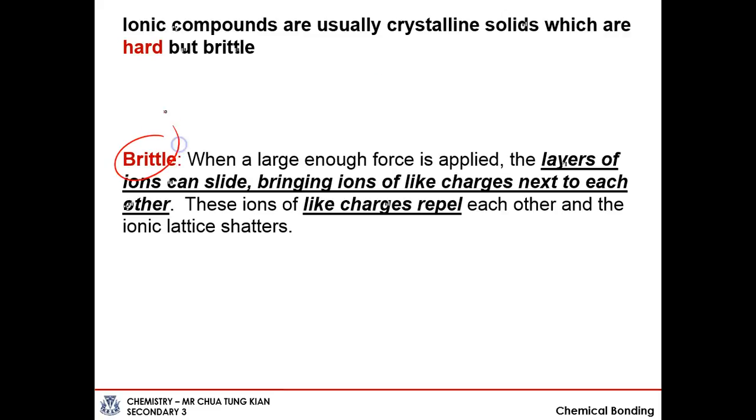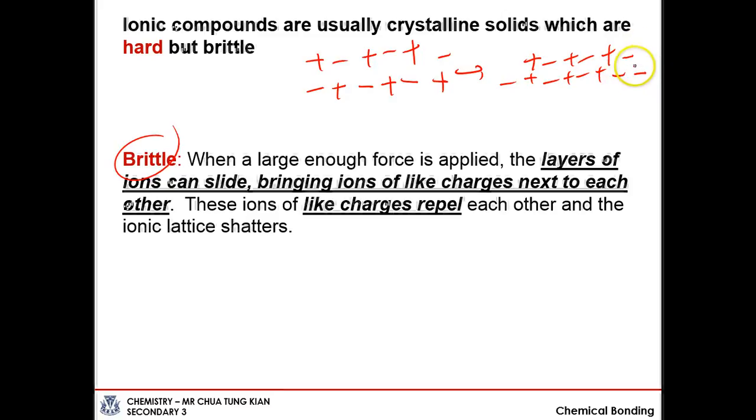Why is it brittle? So if it's plus minus, plus minus, plus minus, minus plus, minus plus, minus plus, and it slides to become plus minus, plus minus, plus minus, minus plus, minus plus, minus plus, minus plus. What actually happens? The layers have, in fact, aligned themselves such that the plus is with the plus, minus with the minus. There can no longer be an attractive interaction. Plus and plus will repel, so we get an immediate shattering of an ionic compound. That's why we say that ionic compounds are brittle.